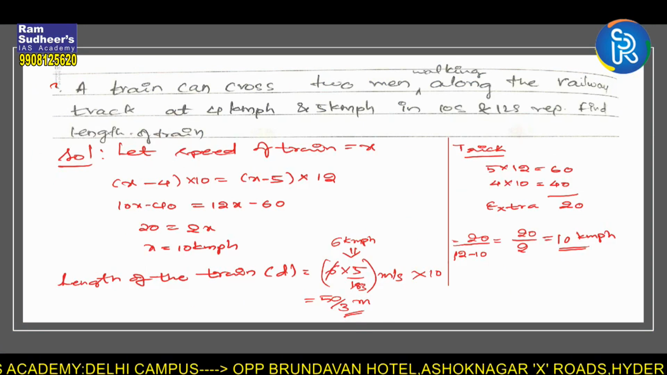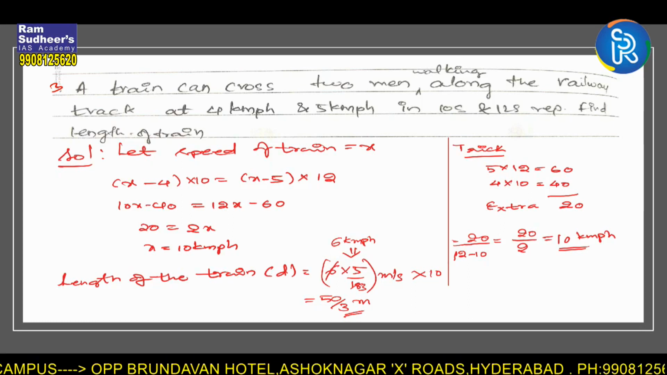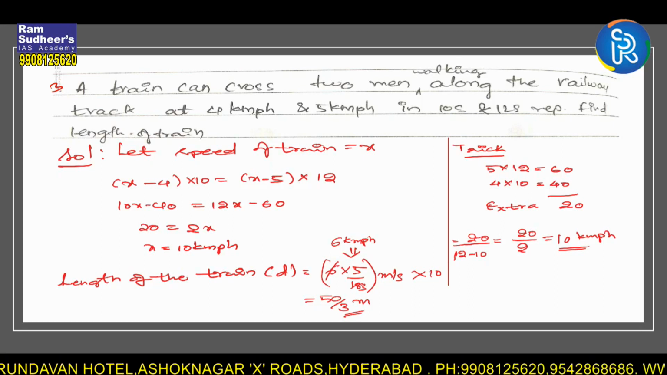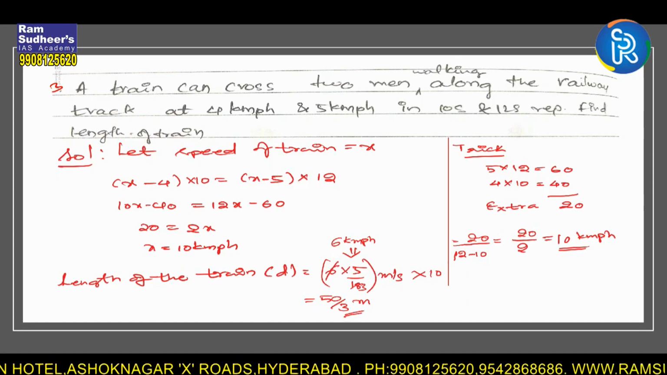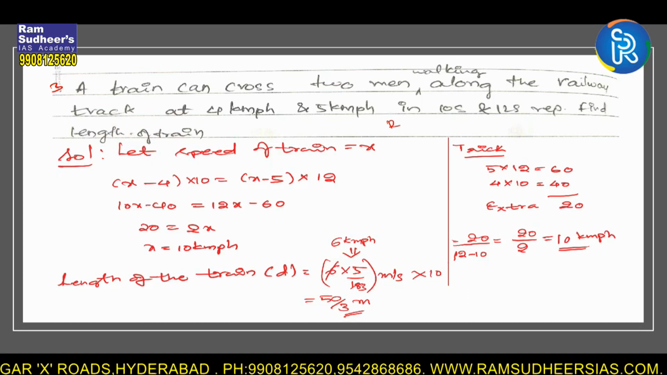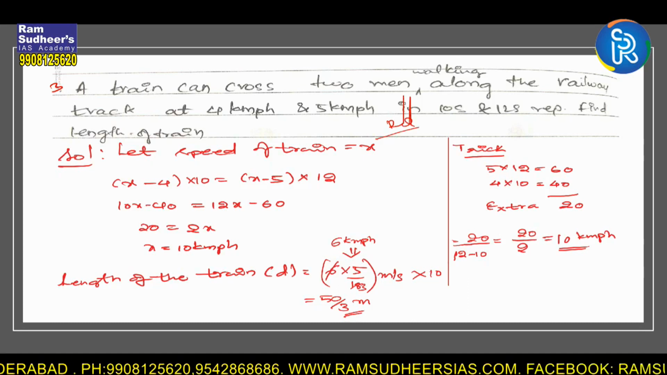Question number 3. A train crosses two men walking along the railway track at 4 kilometers per hour and 5 kilometers per hour in 10 seconds and 12 seconds respectively. Find the length of the train. Here, let us assume the speed of the train is x, and here the relative speed comes into the picture, and the questions from here on will be dealing with relative speeds.